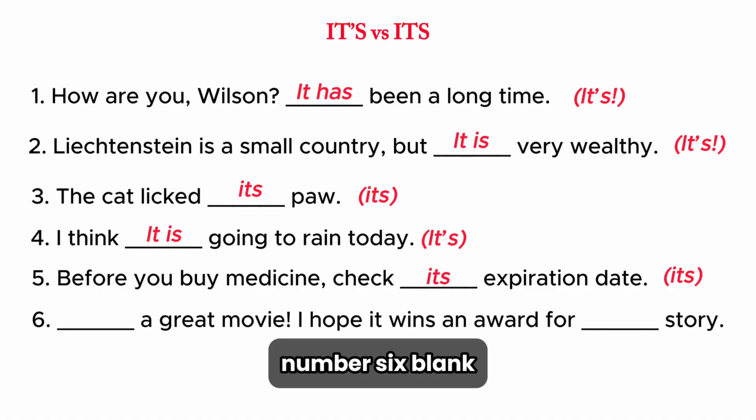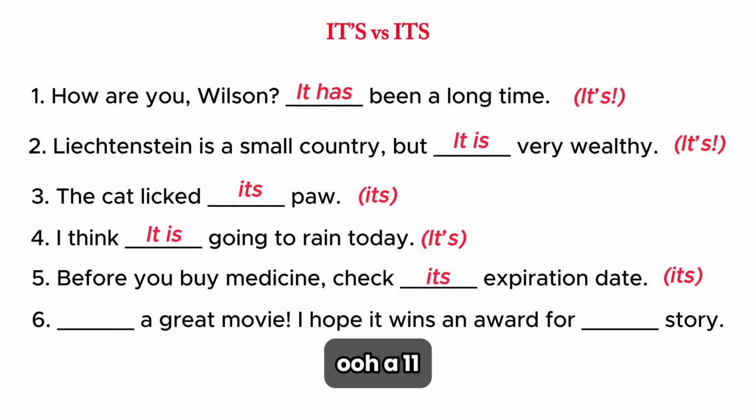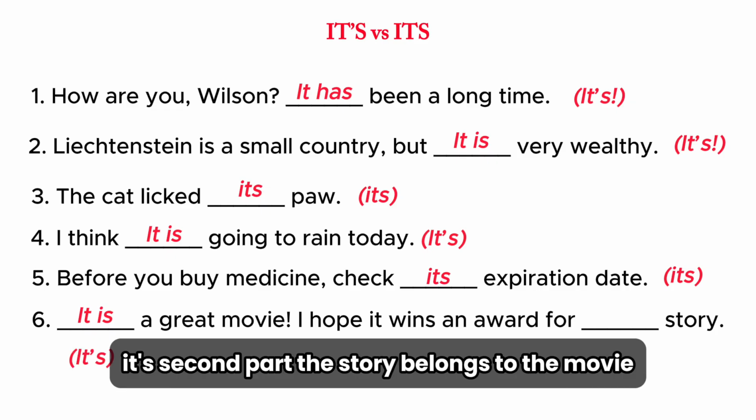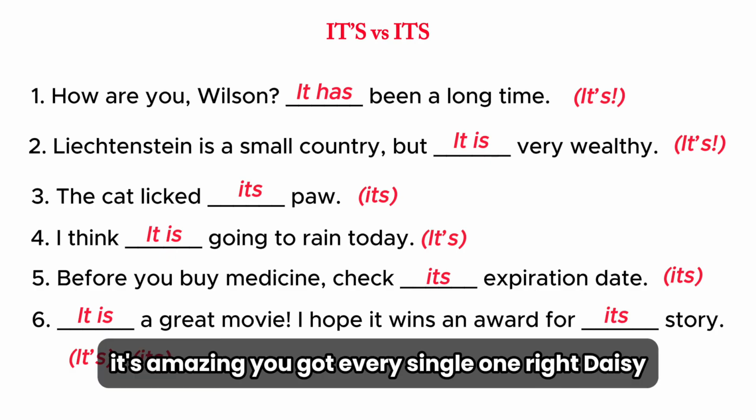Number 6, blank, a great movie. I hope it wins an award for a blank story. Ooh, a double one. First part, it is a great movie, so that needs an apostrophe. It's. Second part, the story belongs to the movie, so ownership, no apostrophe. Its. Amazing! You got every single one right.